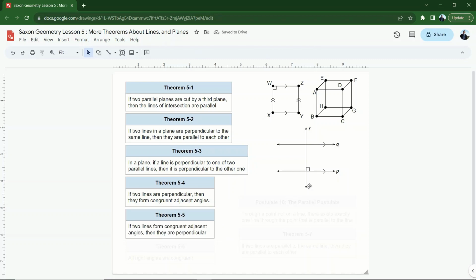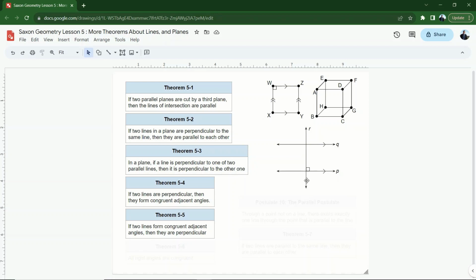If two lines form congruent adjacent angles, then they are perpendicular. Whoa, let's think about that one. Let's go to P and R again. If I have two angles that are next to each other that are the same size, what size would that be? So I have two lines crossing each other. What are the sizes of these two angles? Well, if they're congruent, that means that P is really an angle bisector for a straight angle.